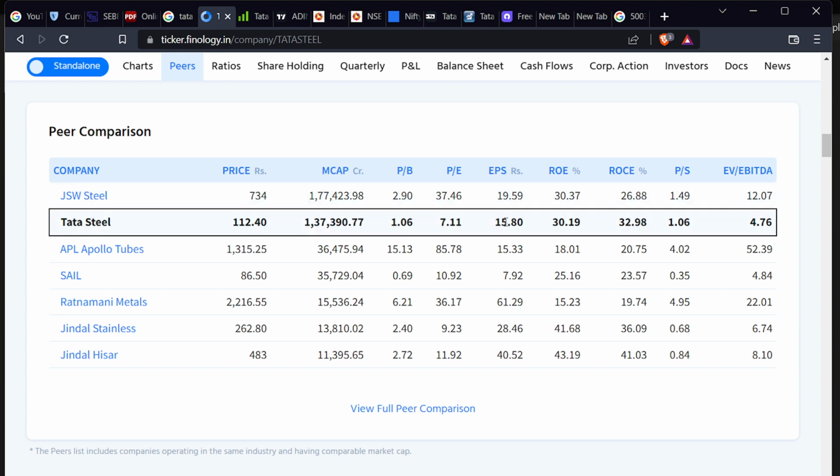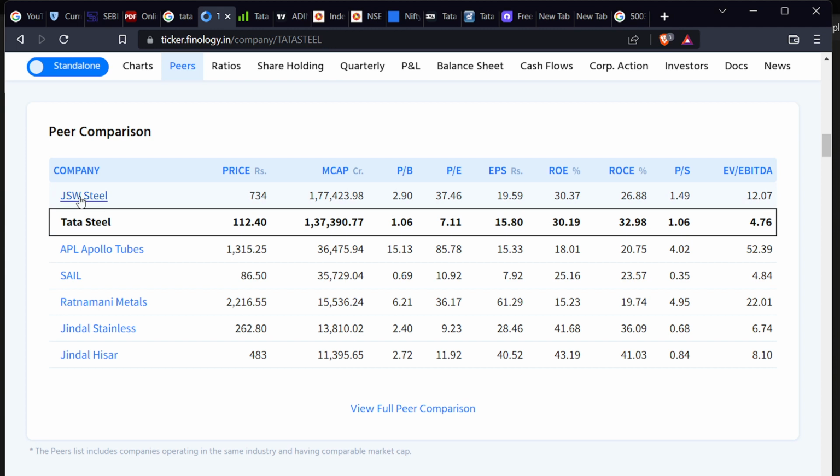So to get 15 rupees, what is the PE ratio? 7.11. So to get 15.8 rupees, you need to pay 7 times of this. When you multiply these two, you will get the current market price. Okay. So when you compare these things, you will come to know Tata Steel is good.